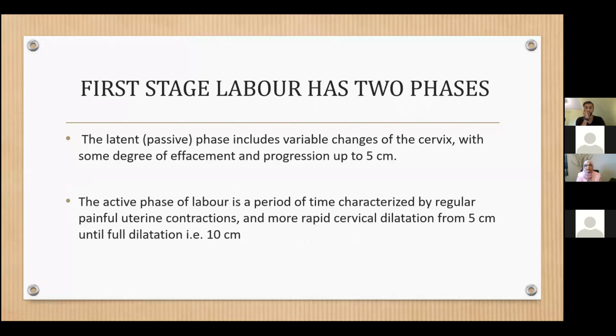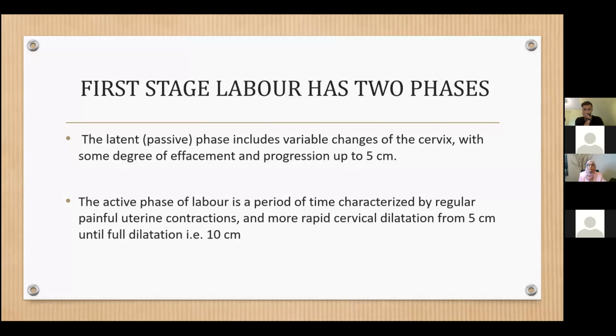Now, to add to it, always remember the first stage of labor, which is from 0 dilatation to full dilatation of 10 centimeters, has 2 phases. There's a latent phase, which some also call the passive phase. This is the slower phase, with some variable changes to the cervix, with some degree of effacement and progression up to 5 centimeters. Any cervical dilatation less than 5 centimeters would be considered the passive phase of the first stage of labor. As soon as you go beyond 5 centimeters, that would be the active phase.